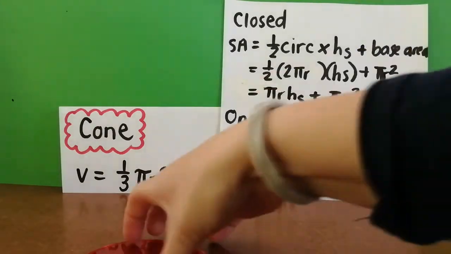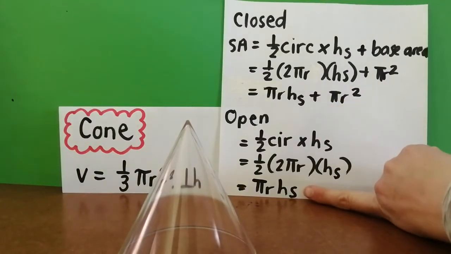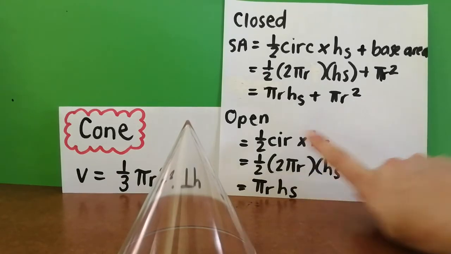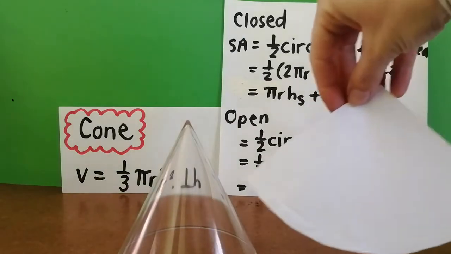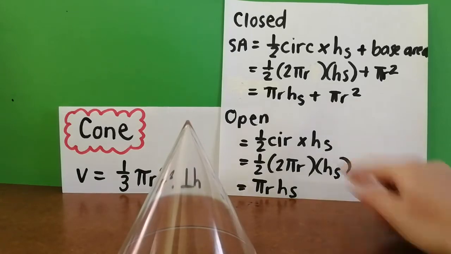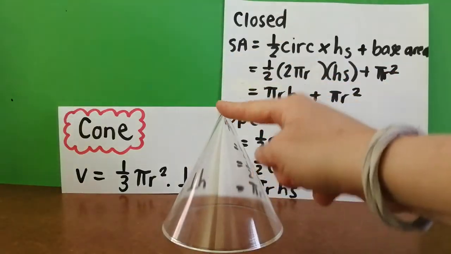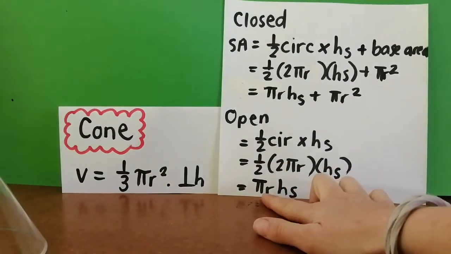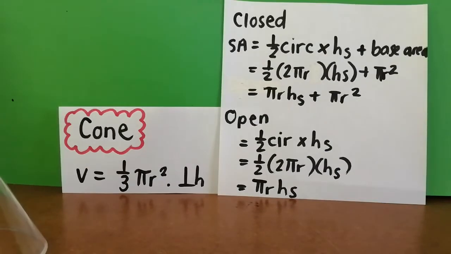If it was open, very similar. We just remove the circular base out of the equation. There's my equation at the end. It's half the circumference times the height slant to get this net diagram, the sector, and we don't add on a base because it is open. So all this is a sector, and we get pi times radius times height slant. And those are the 3 shapes we're going to deal with now in our examples.